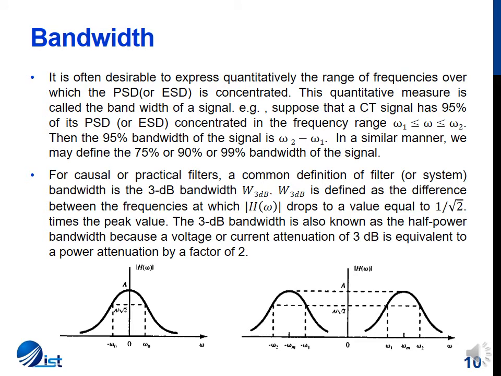So shown on the figure is a situation where 3 dB bandwidth is shown for a low pass filter, and for the filter on the right 3 dB bandwidth is shown for a band pass filter. You can see that for a low pass filter it was from 0 to omega naught. On one side it was omega naught, the bandwidth, and for the band pass filter the 3 dB bandwidth is omega 2 minus omega 1.